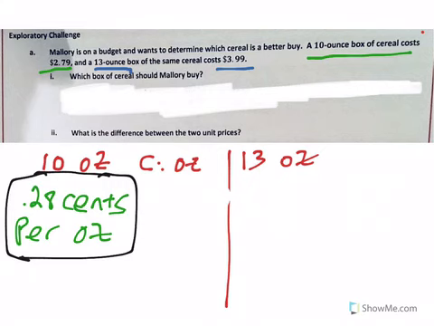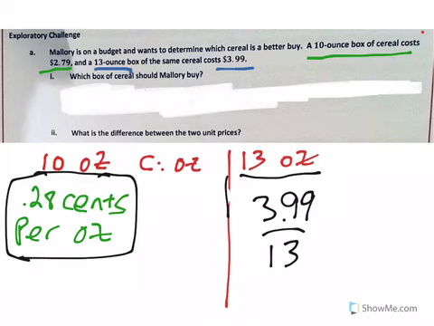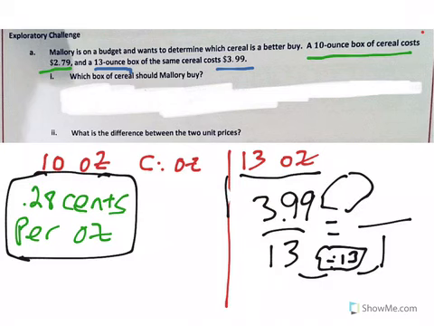Now there's two things we could do right now. We could solve for 13 ounces much the same way we solve for 10 ounces. So we'll do that first. So we'll say that it is $3.99 per 13 ounces, right? Cost per ounce. And we want to know what that would be if it was just 1 ounce. So again, to get from 13 to 1, we're going to take 13 divided by 13, which is 1. Now up here we're going to do $3.99 divided by 13, and let's solve that together.